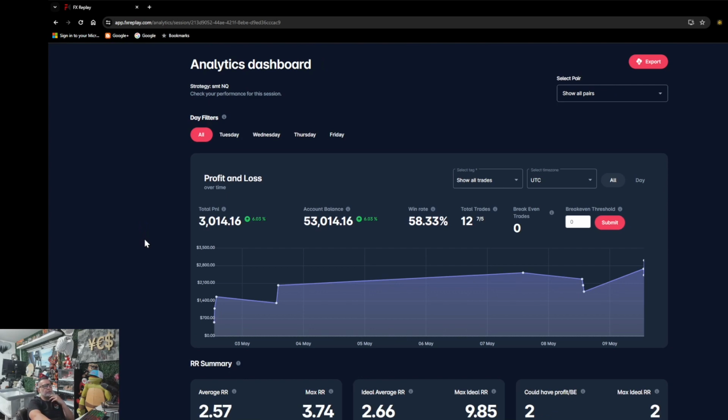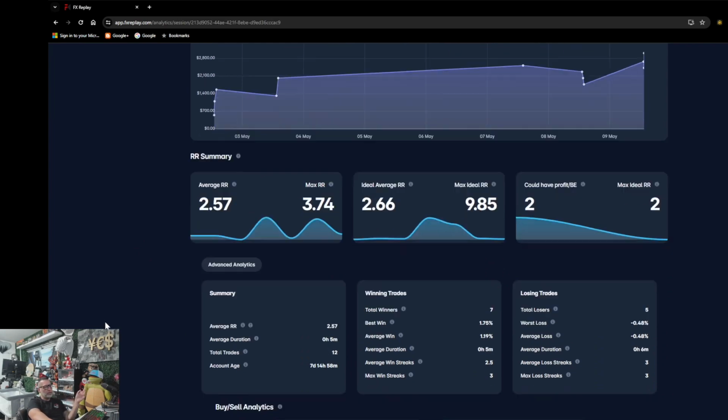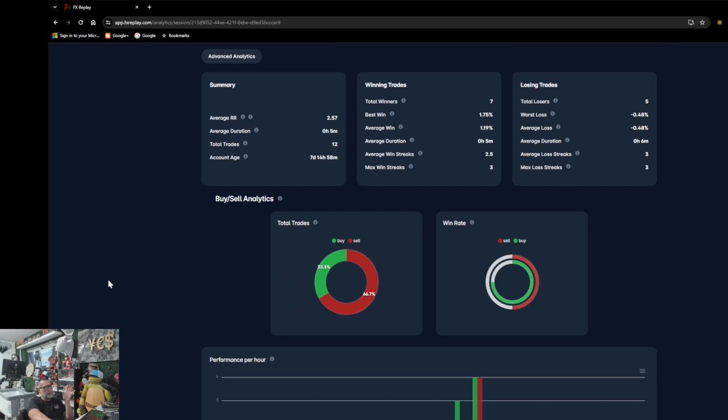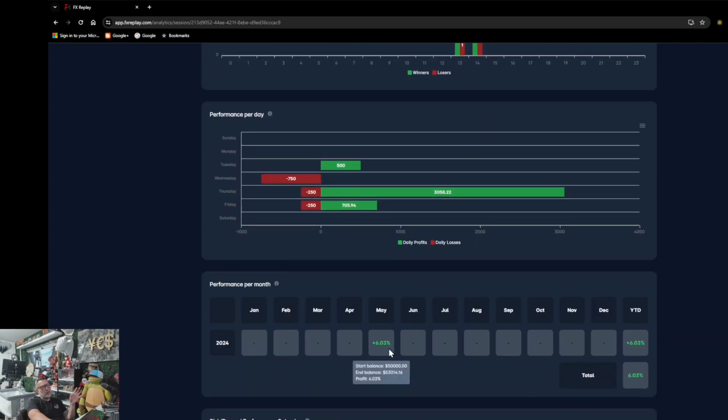So overall, we have a 58.33% win rate, right? Which is not bad. To be completely honest, really great. It's a higher win rate than I have right now, but this is, you know, a very small test sample, right? But I've been doing this consistently every day overall. So it's something to keep your eye on.